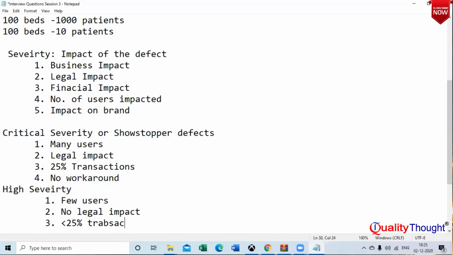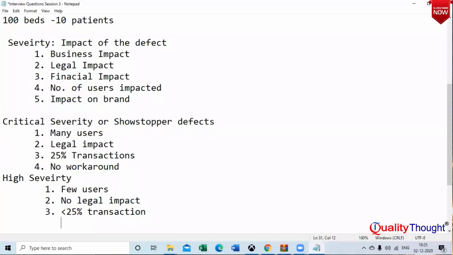Just 25% is a number; it is not a universal standard. So less than 25% of transactions are impacted, only a few users are impacted, and there is no legal impact. And we have a workaround. Workaround means an alternative path.